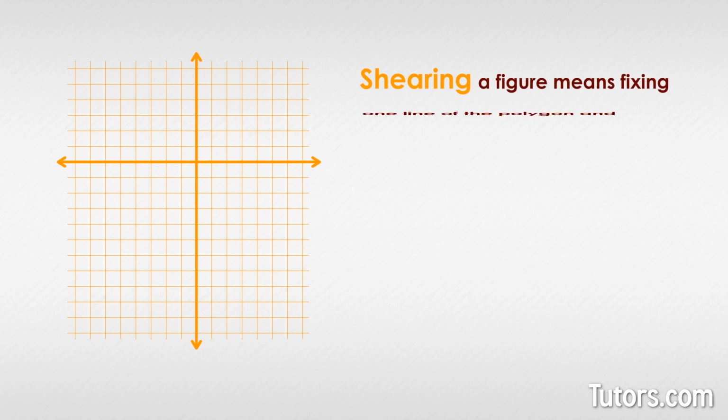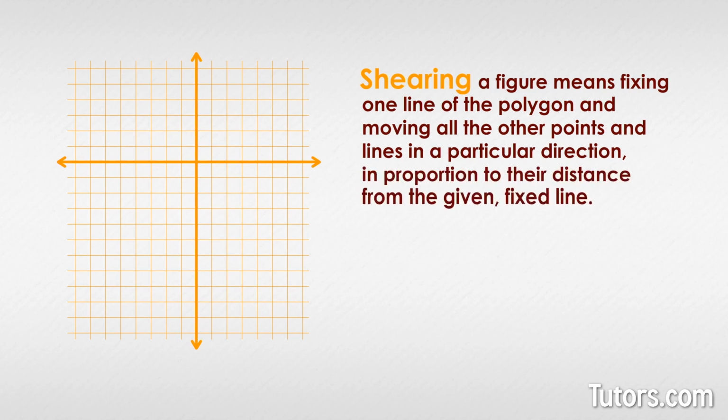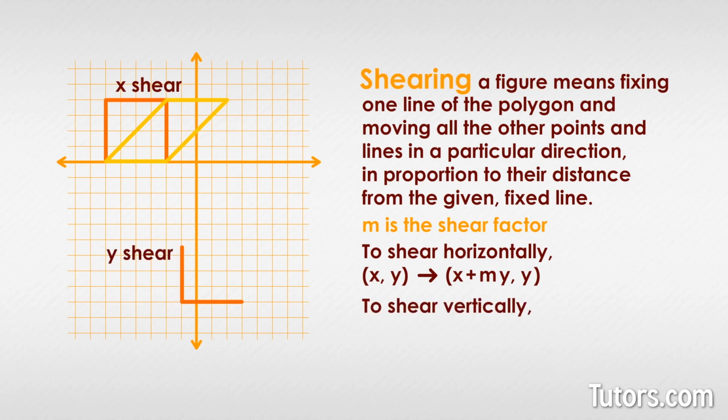Shearing a figure means fixing one line of the polygon and moving all the other points and lines in a particular direction, in proportion to their distance from the given fixed line. Italic letters in a computer are examples of shear. Mathematically, a shear looks like this, where m is the shear factor you wish to apply. To shear horizontally, (x, y) transforms to (x + m·y, y). And to shear vertically, (x, y) transforms to (x, y + m·x).